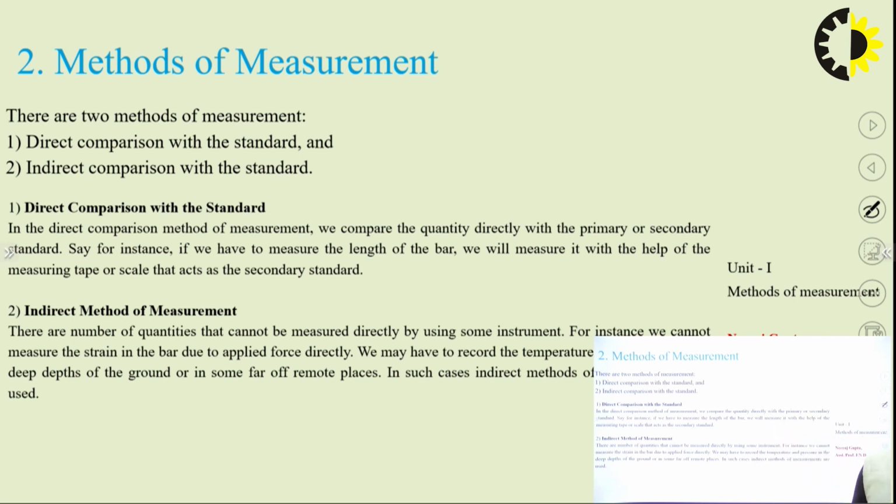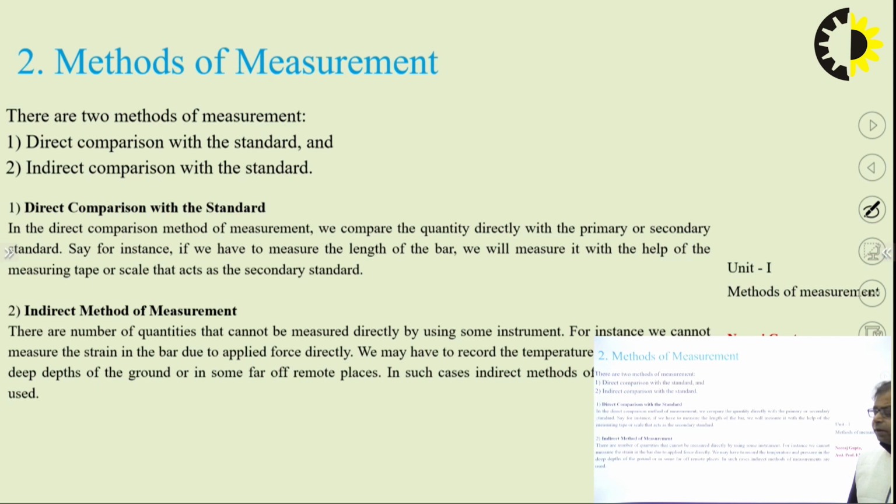For example, if we have to measure the length of a rod or a bar, what we will do is simply put the scale over there and measure with the measuring tape or the scale, and the length of that bar marked upon that scale is directly visible to us. There is no other quantity involved in this; simply the length is being measured.